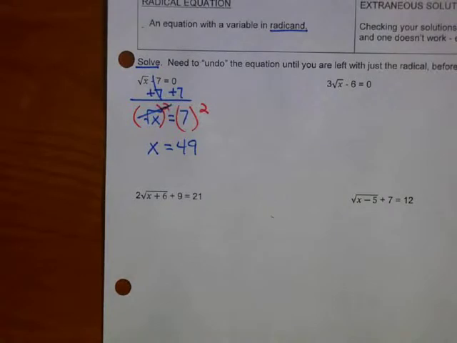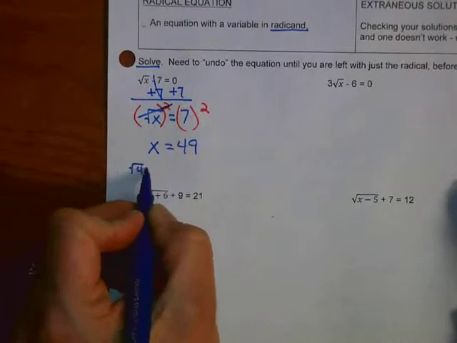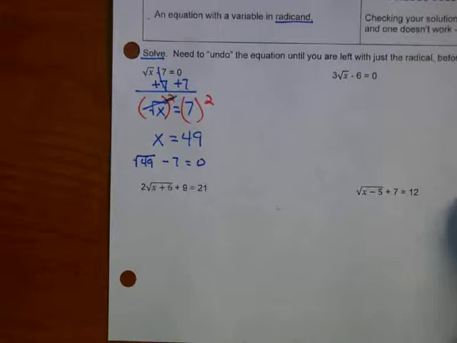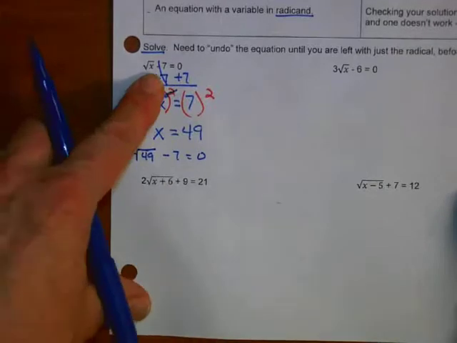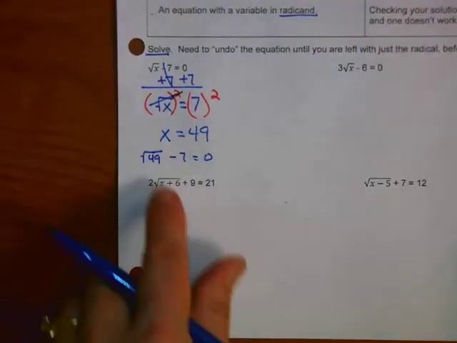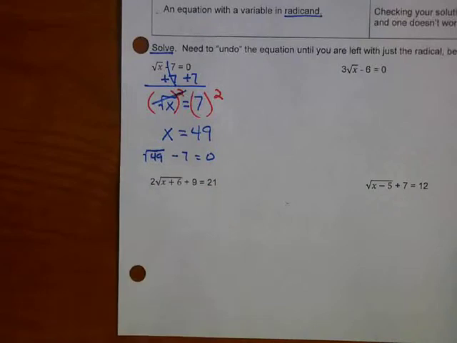Okay, now we have to check. Make sure. So I'm going to stick the 49 in. Square root of 49 minus 7 equals 0. The square root was here. We did not insert it, so we don't have to consider the plus and the minus. We're just going to consider the positive. The square root of 49 is 7 minus 7, which is what? 0. 0, so it works.